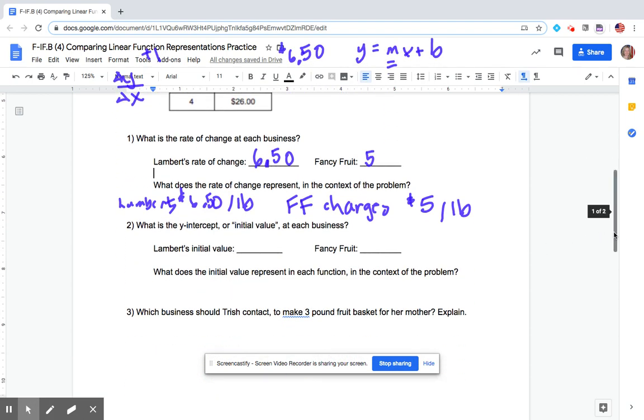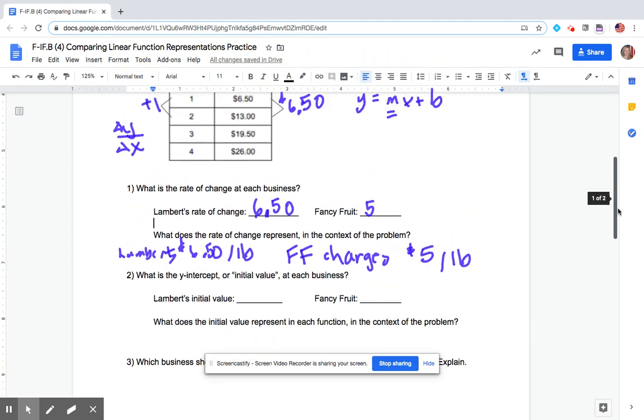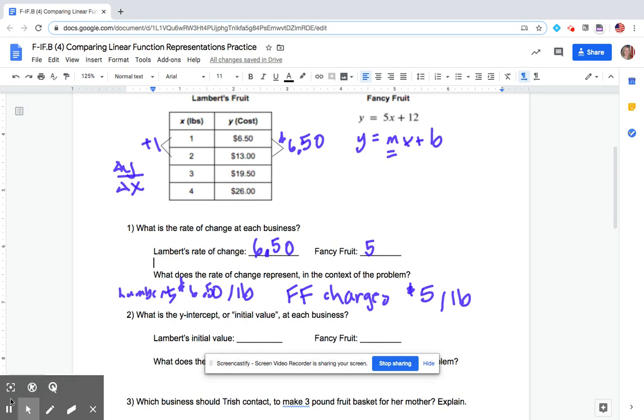And then it says, what's the initial value or the y-intercept of Lambert's and Fancy Fruit? Okay, so for Lambert's, what I want to do is go back in time and go backwards. For 0 pounds of fruit, I'm going to go backwards and subtract 6.50 minus 6.50. It would cost $0. So my initial value at Lambert's Fruit is $0.